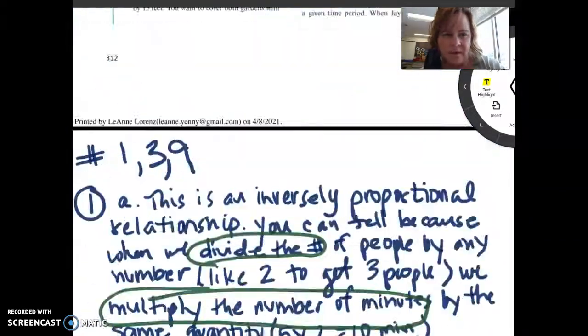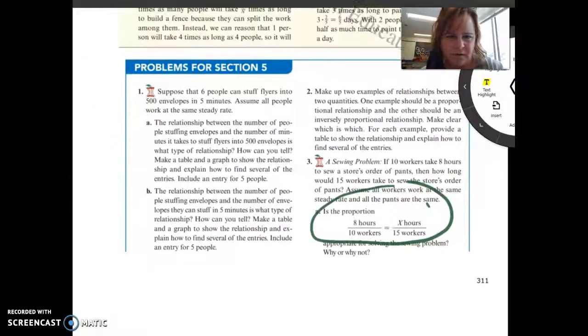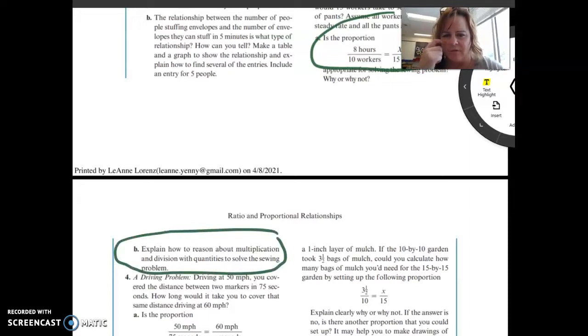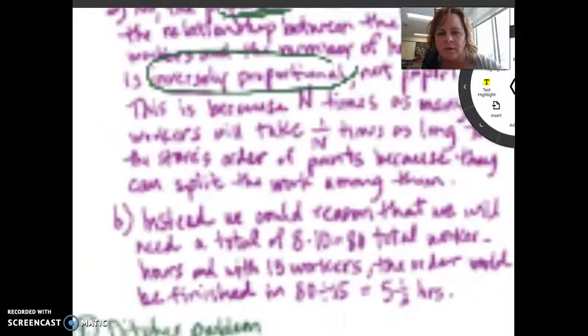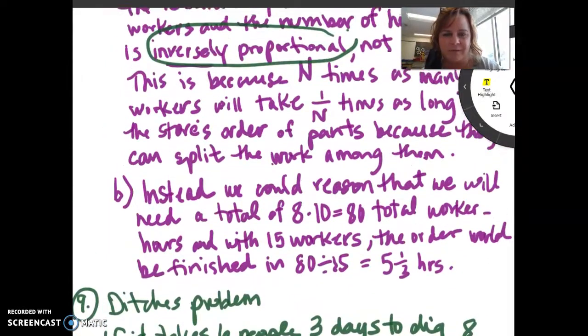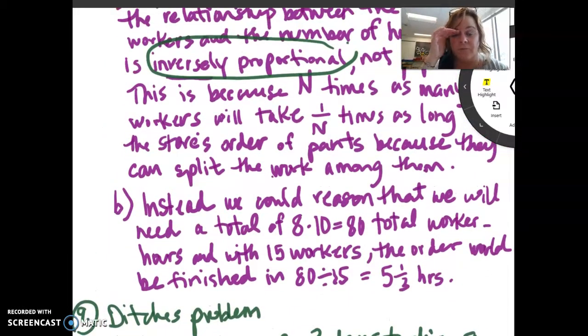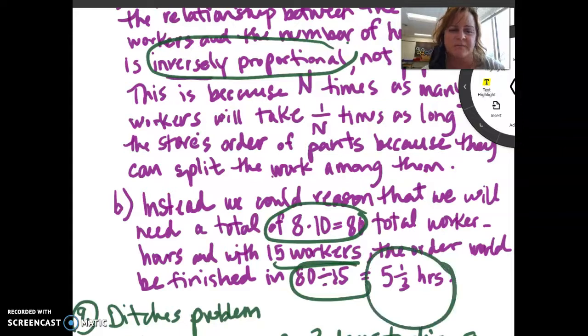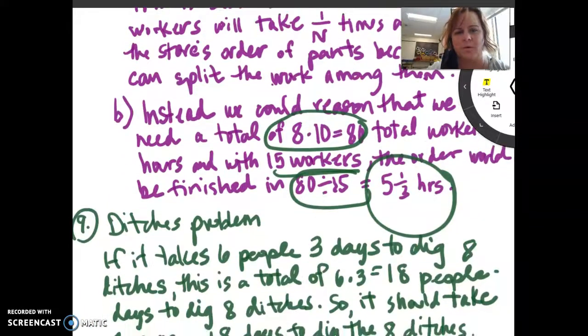So in B, we're asked to consider how to reason about the multiplication and division to solve the sewing problem. And so this is like a classic problem, right? Here's how we could reason through this. We could reason that we will need a total of 80 worker hours, so 8 times 10 worker hours. And with 15 workers, then the order would be finished in 80 divided by 15, which is 5 1/3 hours, which is 5 hours and 20 minutes.